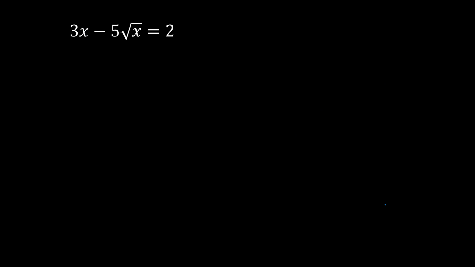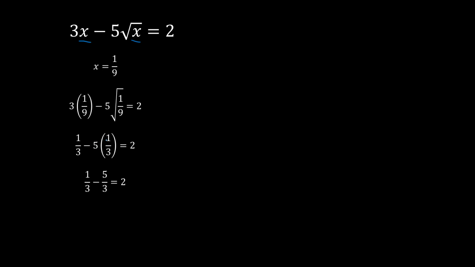So looking here, we can plug a 1/9 in, and we get 3 times 1/9 minus 5 times the square root of 1/9 equals 2. So in place of x, I'm going to put in a 1/9. Well, 3 times 1/9 would be 3/9 or 1/3, and then the square root of 1/9 would be the square root of 1 over the square root of 9, which would be also 1/3. So here we have 1/3 minus 5 times 1/3, which would be 5/3, and 1/3 minus 5/3 would give me a negative 4/3. And notice that is not equal to 2, so therefore that is not a solution.